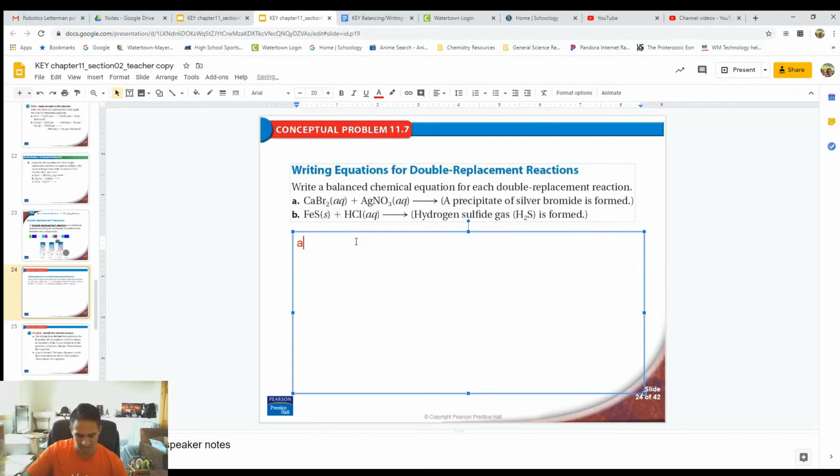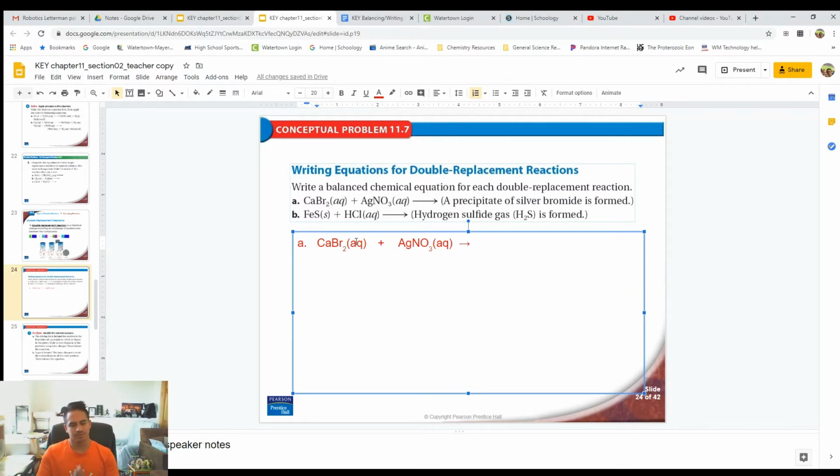All right, so for A, we have calcium bromide, so CaBr2 aqueous plus AgNO3 also aqueous. And it tells us that we make a precipitate of silver bromide.